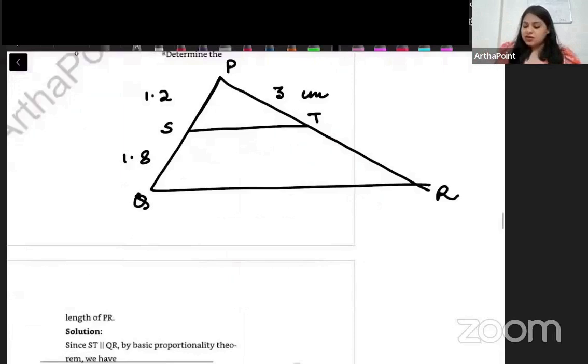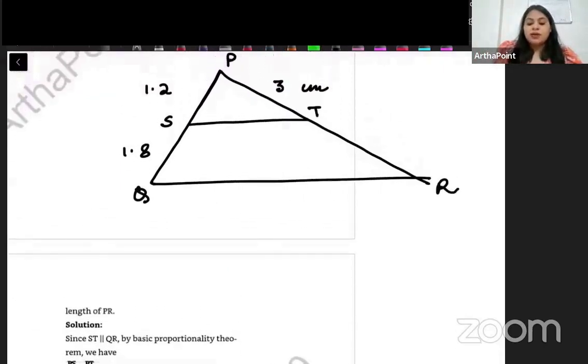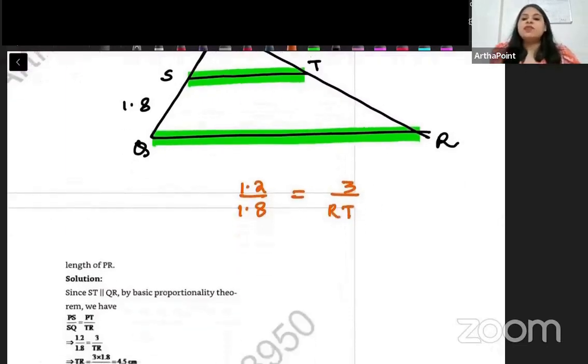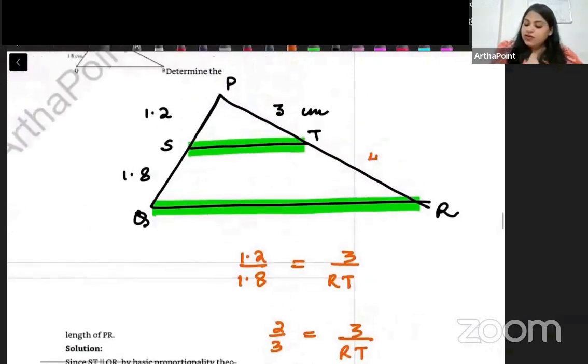Now we know that beta, if this line is parallel to this line, then it must divide in the same ratio. So we know that 1.2 by 1.8 should be equal to 3 by RT. It must divide in the same ratio. So 6 2s are 6 3s are 3 and RT. So RT will be 9 by 2, which will be 4.5. So we have got that this RT should be 4.5.